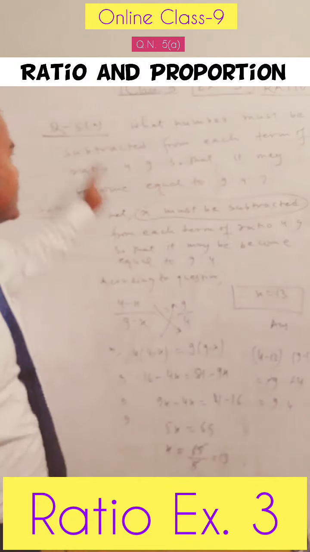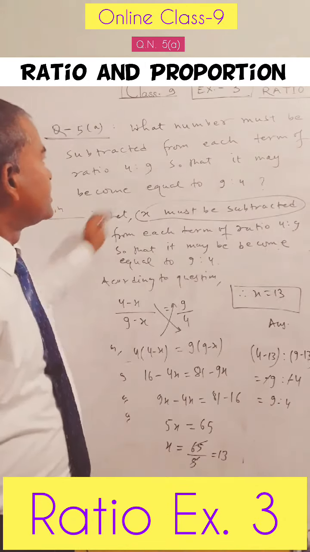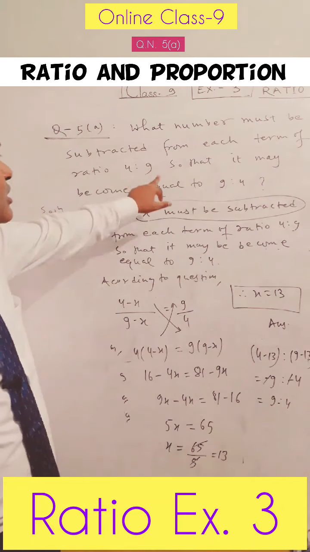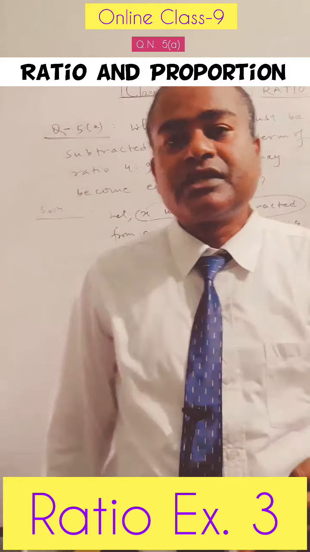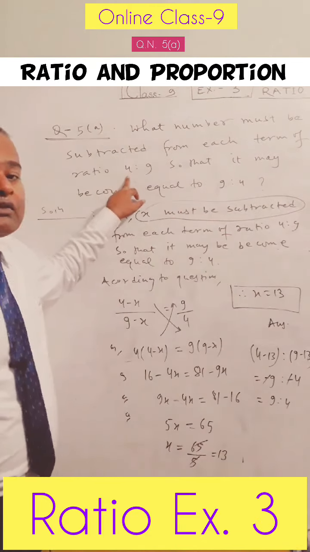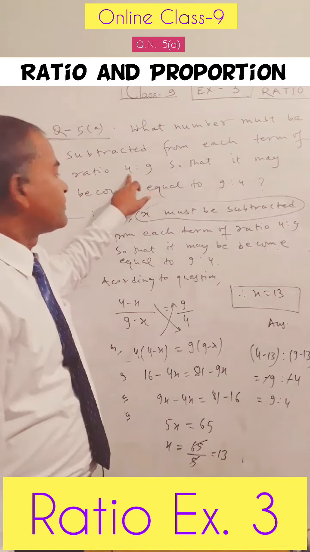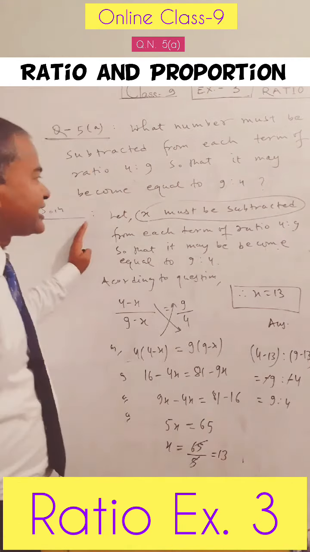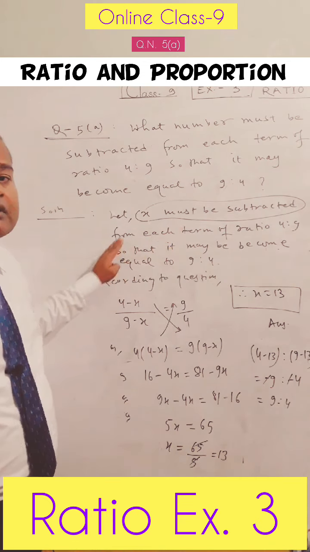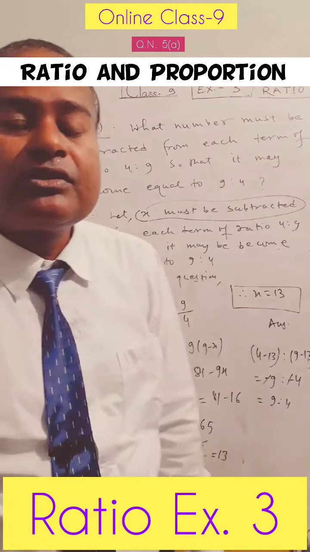whether our solution is correct or not. So dear students, according to this question of 5a, let's review once again how to get the solution. What number must be subtracted from each term of the ratio 4:9 so that it may become equal to 9:4? Dear students, in this question we are given the first ratio 4:9, and what must be subtracted from each term, that means from the first term and second term, so that it will be equal to 9:4. So we have supposed let x must be subtracted from each term of the first ratio 4:9, so that it may become equal to 9:4.